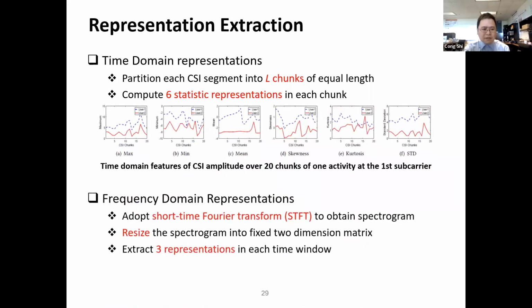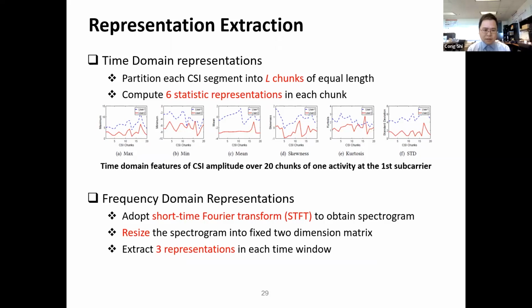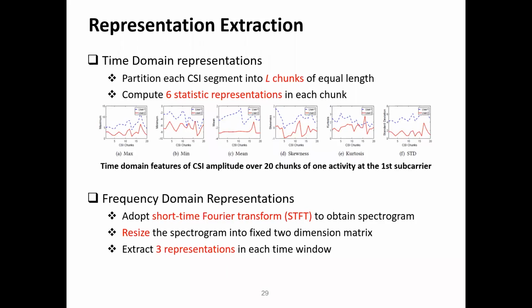Okay. So the time domain representation. You said you compute 6 statistic representations in each chunk. What is the insight? Why do you choose these 6 statistics? For example, I know the mean, the variance, and the skewness are related to the moment generating function. But I would like to ask why you go to the 3rd and the 4th moment, like the kurtosis, and you didn't go to even higher ones. Is this based on the experiment results, or is there any insight behind this?